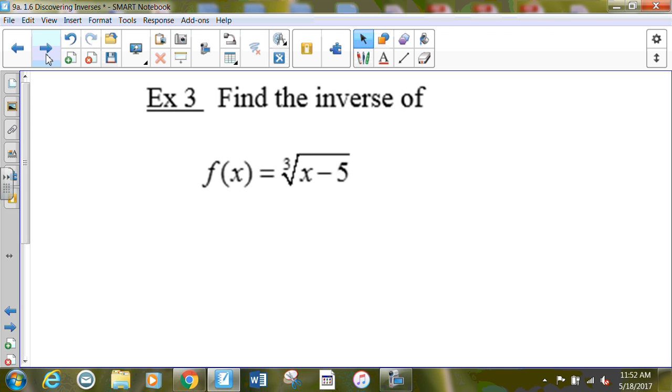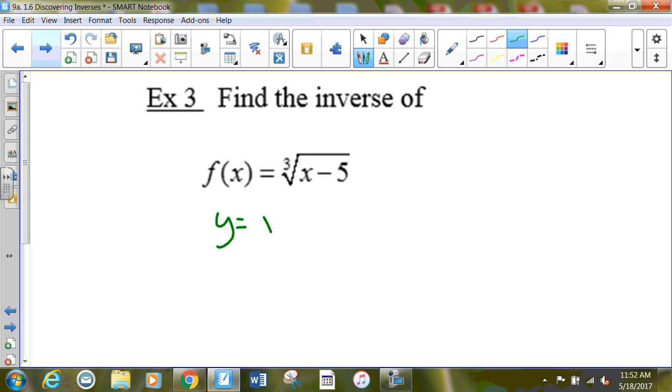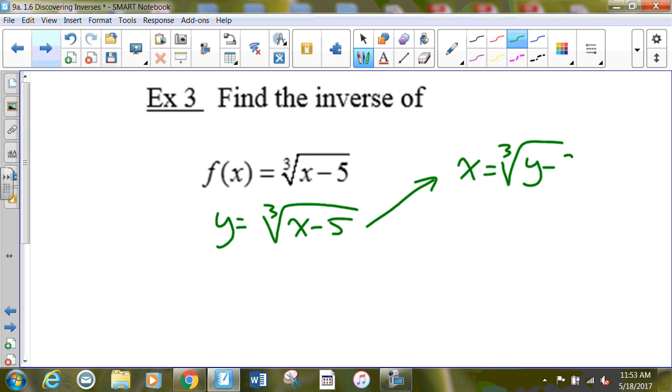Oh, okay. Now we look at something that might take a little bit more time and thought. So I'm going to change f of x to y. That's a cubed root of x minus 5. I'm going to then switch my values. I'm going to replace y with an x and my x with a y.